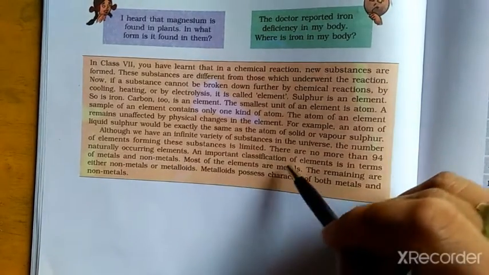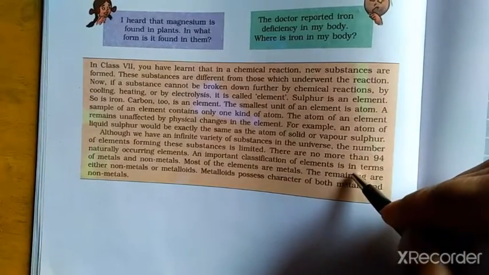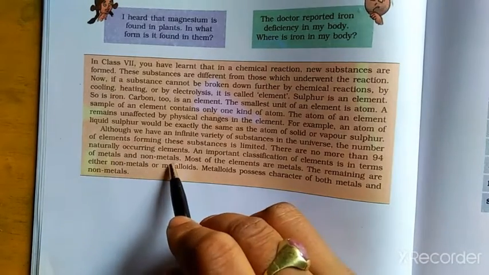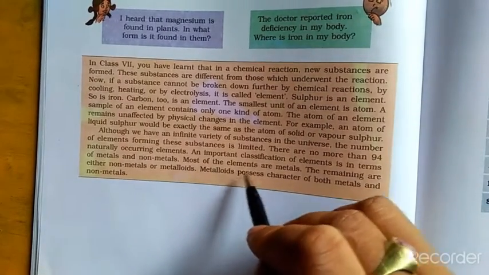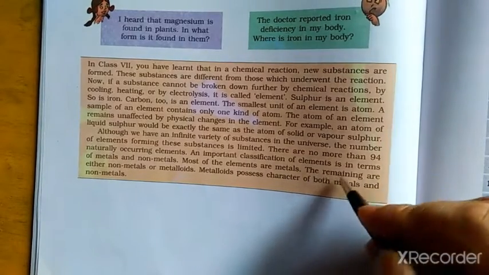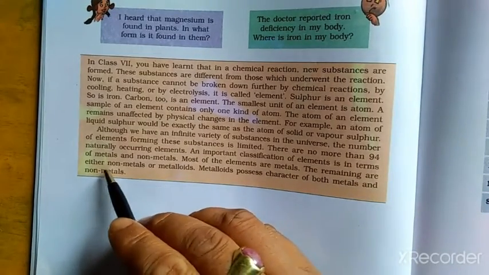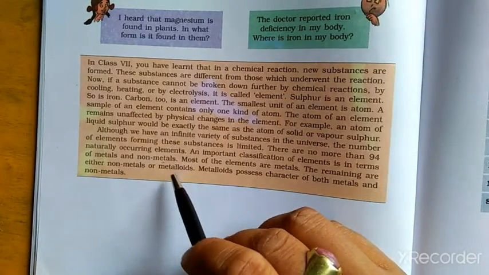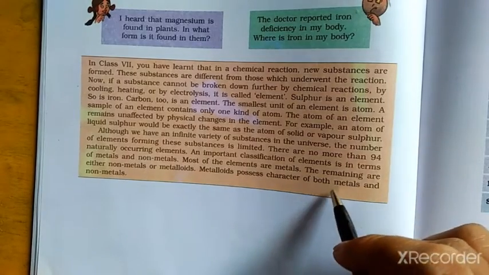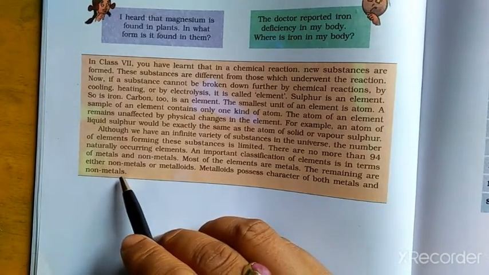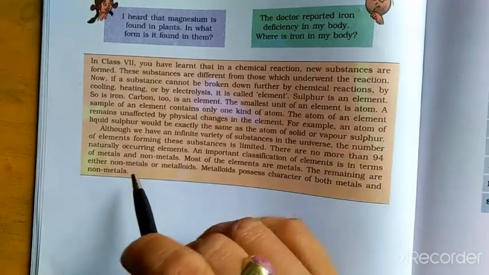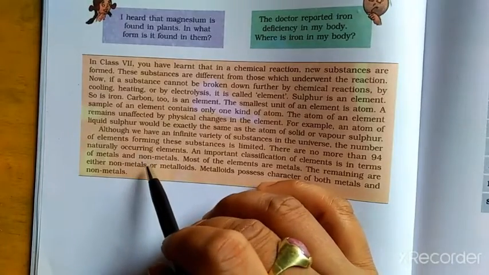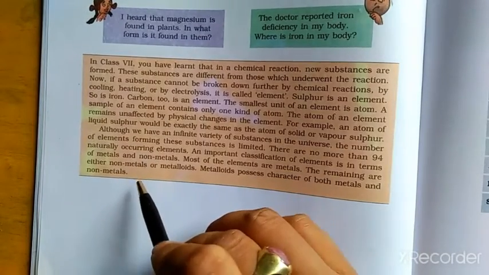An important classification of elements is in terms of metals and non-metals. Most of the elements are metals and the remaining are either non-metals or metalloids. Metalloids possess character of both metals and non-metals. So, materials around us can be differentiated into metals, non-metals, and metalloids.